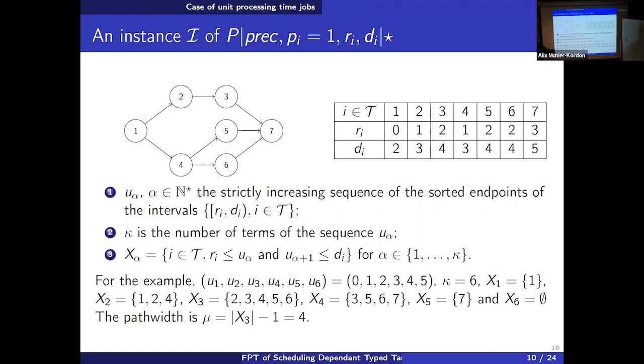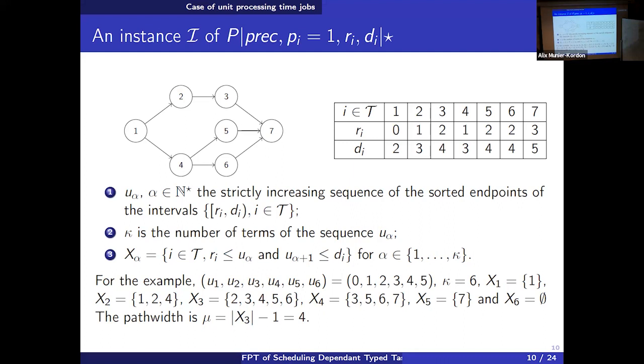And the path width, in fact, is the number of tasks in the largest set. Just to be clear, sometimes we say that the path width is 3, the number of tasks in it, or sometimes it's 3 minus 1. It's equivalent.